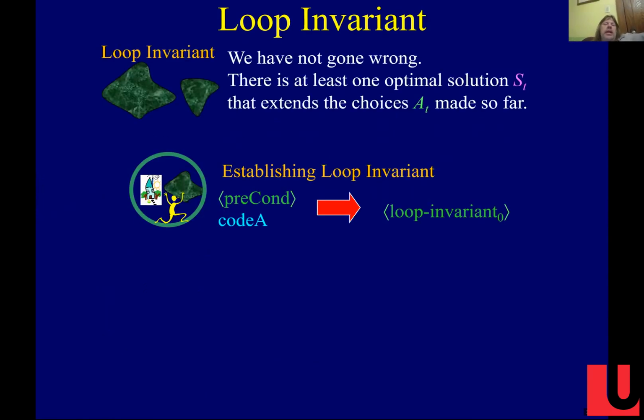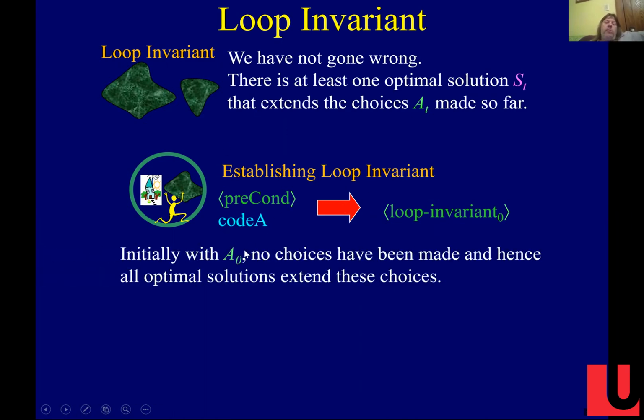All right, so now if we're going to be doing loop invariants, we need to establish the loop invariant and get the postcondition. So how do we establish the loop invariant? Well, initially the algorithm hasn't made any choices whatsoever, so every solution is consistent with that. So every optimal solution is consistent with that, and so there exists at least one optimal solution consistent with the choices made so far, because the algorithm hasn't made any choices yet.